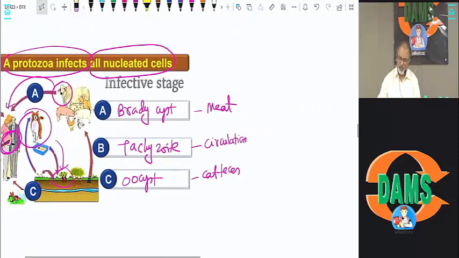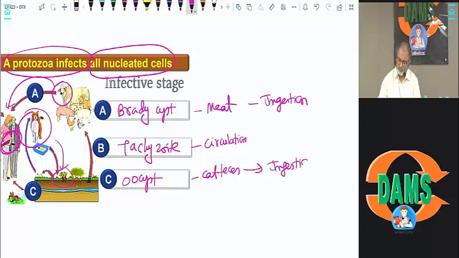Mode of transmission, ingestion. This also ingestion. Where circulation, either by placental transfer or mother to child transfer, or blood transfusion.